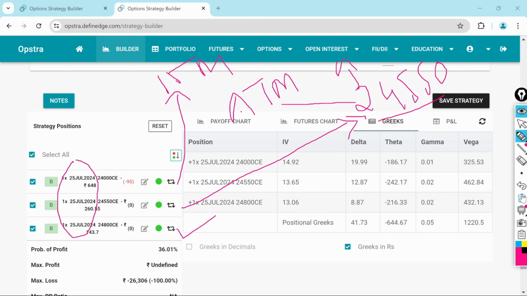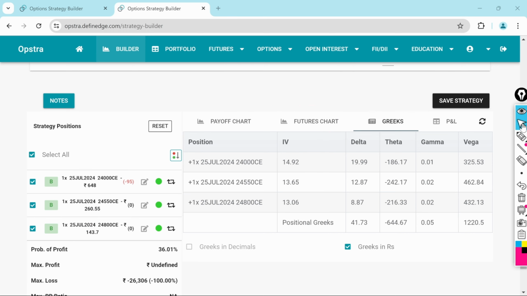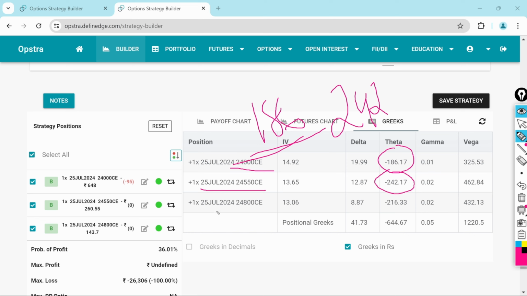Now we will see how the theta decay works with respect to in the money, at the money and out of the money. The 24,000 call is in the money. Over here you can see the theta value of this particular option is 186. That means it loses 186 rupees each day. As we go closer to the expiry, it will obviously increase. Whereas the 25th July 24,550 call, that is the at the money call, has a theta value of 242, and the theta value for the out of the money 24,800 call is 216.